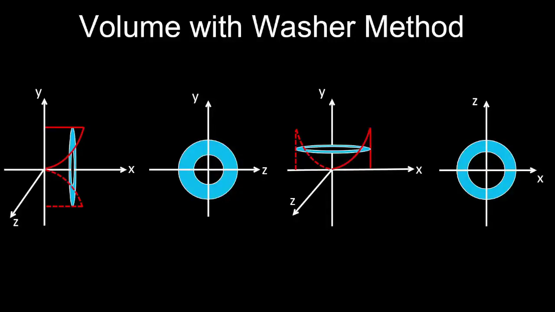The washer method is an effective way to find the volume of a revolved solid if we're spinning a two-dimensional section around an axis, where the section does not touch that axis along its length. So we'll give the outer circle of the washer some radius, which is going to be defined by the function of this upper curve.